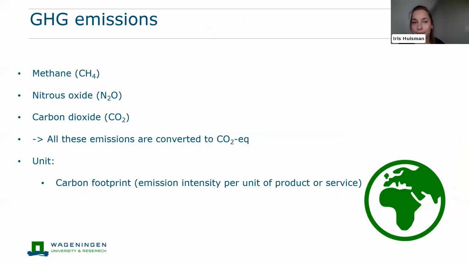So first, the greenhouse gas emissions that play a role in agriculture are methane, nitrous oxide, and carbon dioxide. Methane often comes from enteric fermentation and manure management. Nitrous oxide also comes from manure management and feed production. And then carbon dioxide from fossil fuel burning or deforestation, in some cases in feed production. And all these emissions are converted to CO2 equivalents. And then you can speak of a carbon footprint, which is an emission intensity per unit. So you can express the carbon footprint per product or per surface.